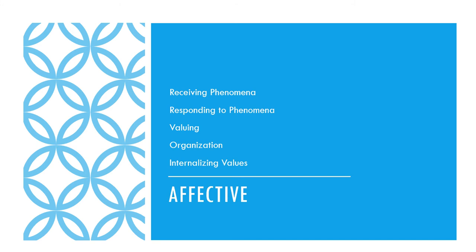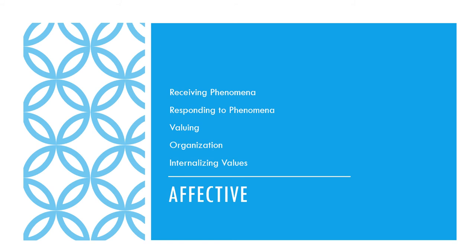And then internalizing values, this is the highest level of the affective domain. And this is just the value system that controls their behavior. So they've come to care about the topic, and it really impacts what they do. As students learn about the Holocaust and the way that treating other people really matters, you might see that they are living their life in such a way that they care about other people.